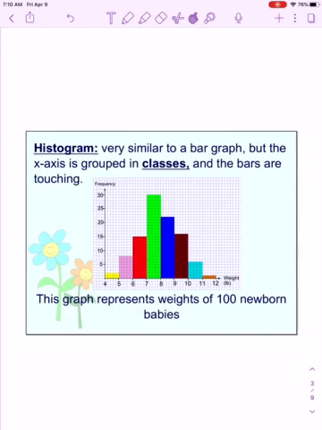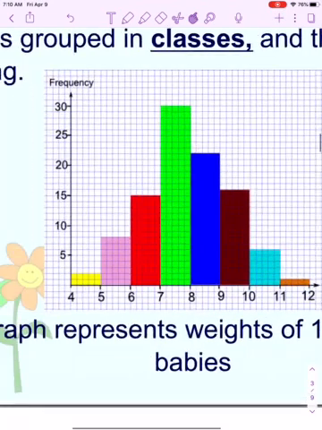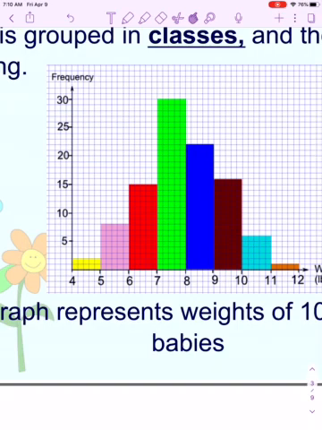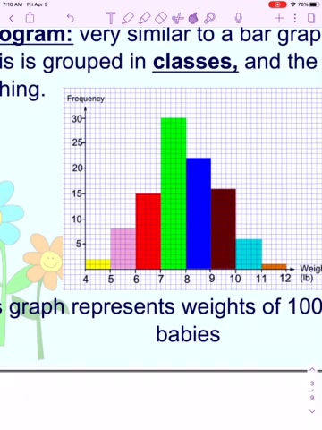So this is what a histogram looks like. Really similar, but the bars are touching and you're grouped in classes. This is the weights of 100 newborn babies. The yellow one is how many babies were between 4 and 5 pounds, so that looks like 2 babies. Then the pink is how many were between 5 and 6, so 13. You can see very clearly that most babies were between 7 and 8 pounds, all the way up to 30 of them, and there was only one that was between 11 and 12.